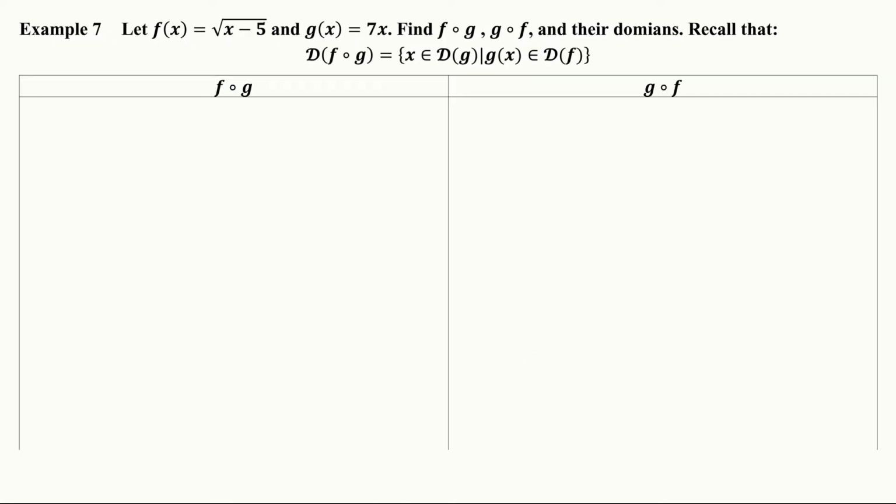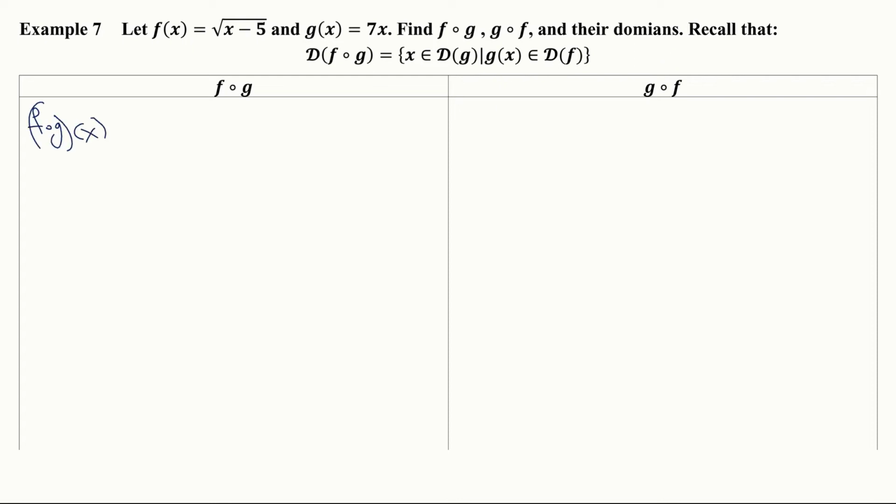So, okay, here we have two functions, f of x equals square root of x minus 5 and g of x equals 7x. We want to find f circle g and g circle f and their domains. Keep in mind that the domain of f circle g is all x belonging to the domain of g such that g of x belongs to the domain of f. Okay, so let's go ahead and find f circle g.